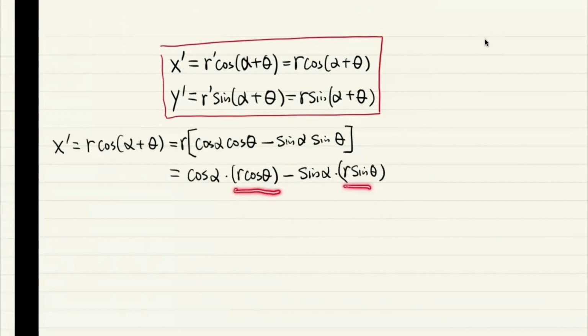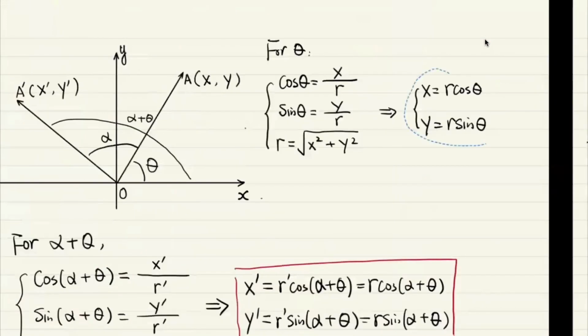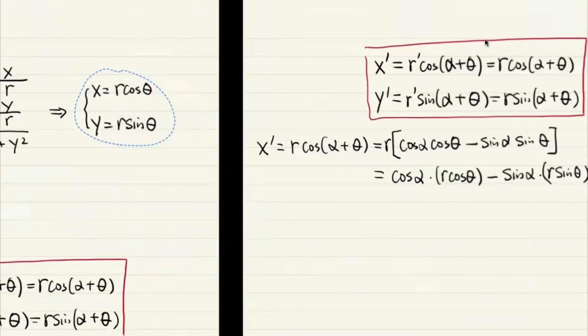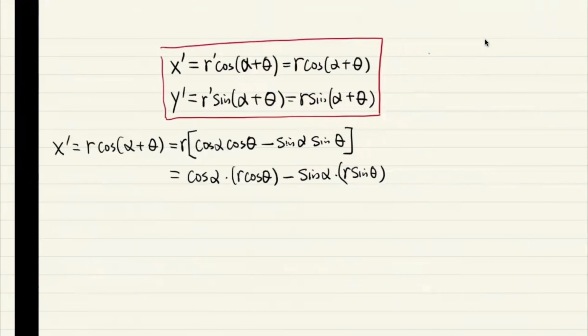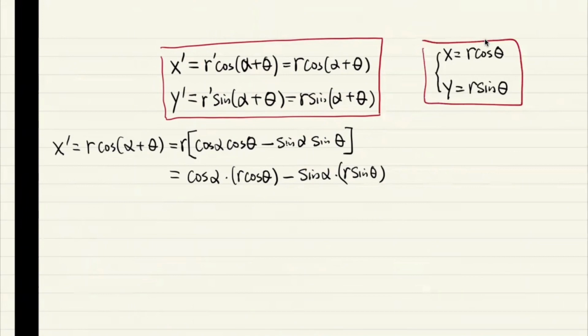So what are these two terms? Remember from the previous page, we have these relationships. The xy coordinates of A can be written in terms of r and theta. Let me just put it here. So from this relationship, we're going to replace r cosine theta with x, which is the x coordinate of A, and r sine theta with y, which is the y coordinate of A. So then we can write x prime equals cosine alpha times x minus sine alpha times y. Now we get an expression for x prime in terms of alpha and x, y.